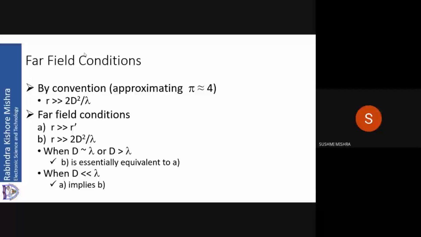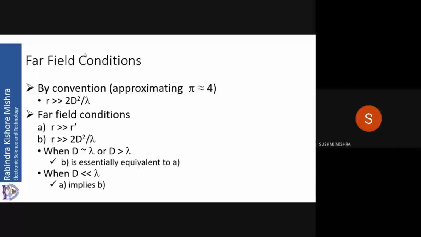R has to be much greater than R dash, where R dash is 0.1 lambda. But my R has become 0.02 lambda according to condition B. So R is not greater than 0.1 lambda. So A is not satisfied, which means I am not in the far field.